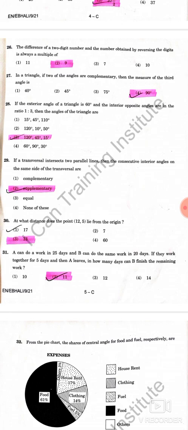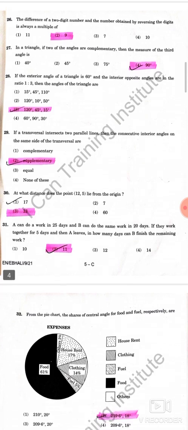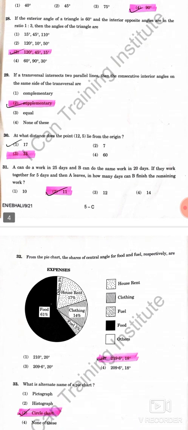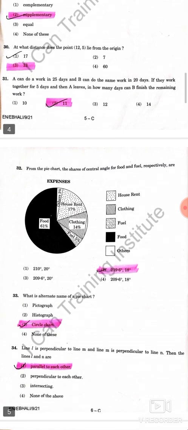Question number 30. At what distance does the point (12, 5) lie from the origin? And the answer is option number 3. Question number 31. A can do a work in 25 days and B can do the same work in 20 days. If they work together for 5 days and then A leaves, in how many days can B finish the remaining work? And the answer is option number 2.